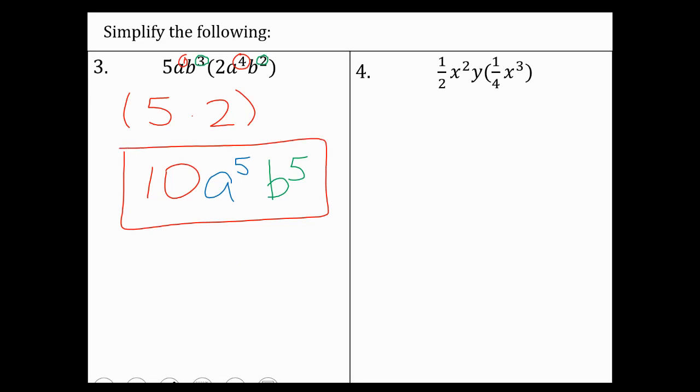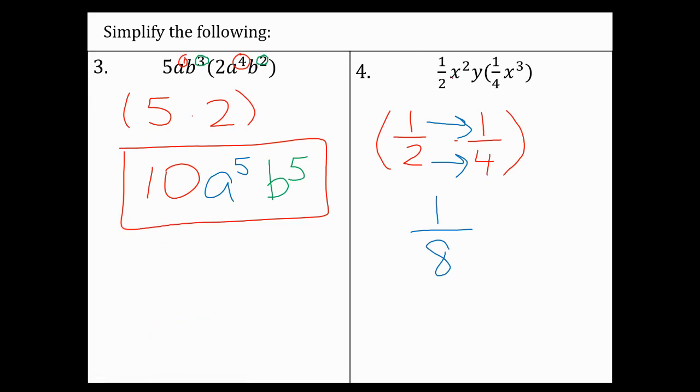Now let's take a look at this last one. So we have coefficients that are fractions. Don't be scared. Fractions are okay. So we have 1/2 times 1/4. Now, if you remember the rules of multiplying fractions, you just multiply straight across. 1 times 1 gives us 1, and then 2 times 4 gives us 8. Let's move to our variables. We have x squared, and we have x to the third. So let's add those exponents. That's going to give us x to the fifth.